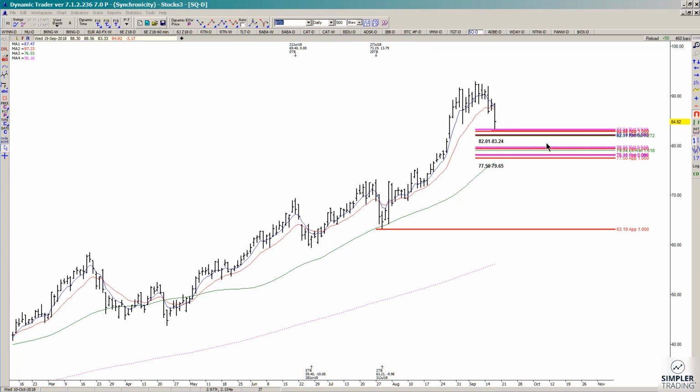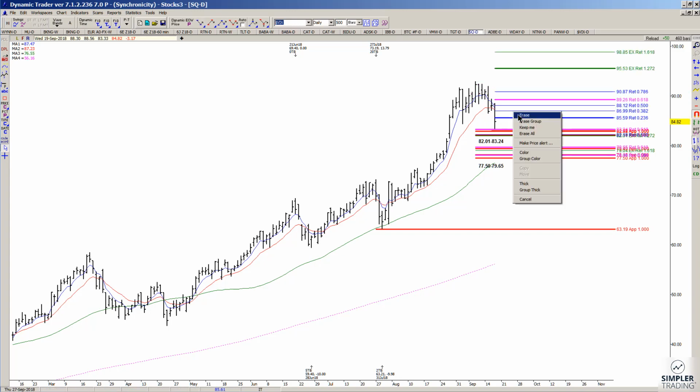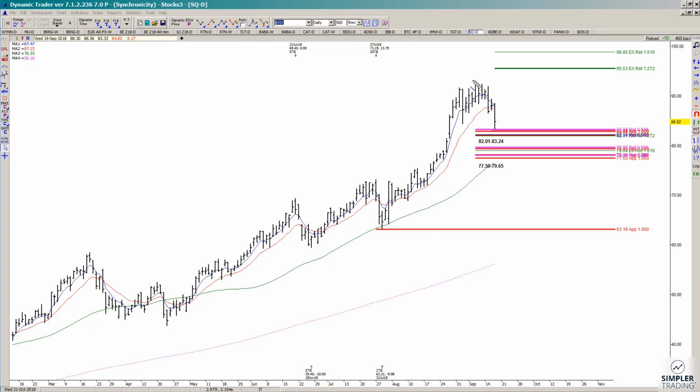The first area comes in anywhere from 82.01 to 83.24. We're testing that now and holding it. If we do hold above that first support, your potential upside target would be the 1.272 extension of the swing into this zone. So that means the potential is up to this 95.53 area.